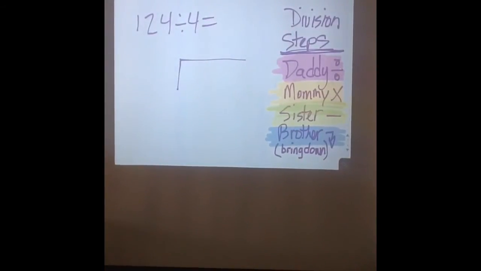Our first number goes on the inside of the house. So, we have 124. 124 goes on the inside. What goes on the outside? 4. Okay, here we go.